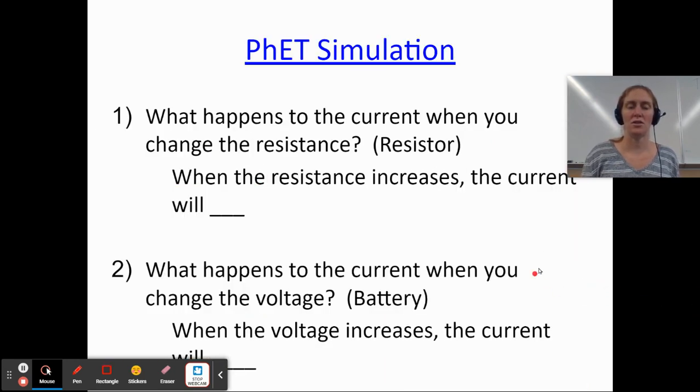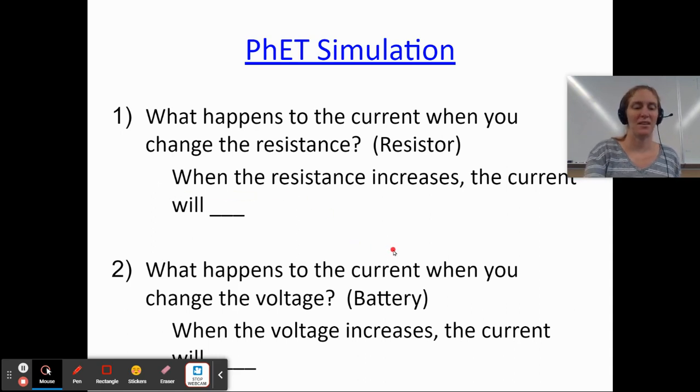All right, so what you're going to do next is you're going to go back to the same PhET simulation. And I want to know what happens to the current when you change the resistance and what happens to the current when you change the voltage. And you'll just need to complete these two sentences. When the resistance increases, the current will. And when the voltage increases, the current will.